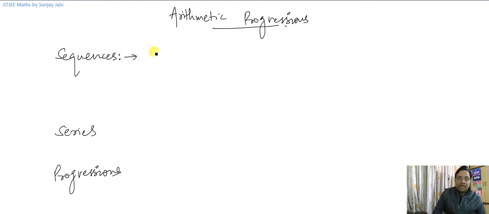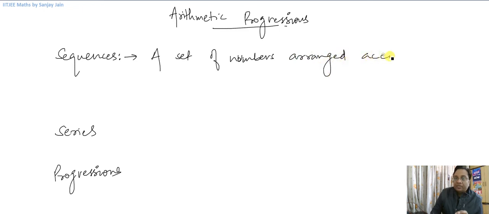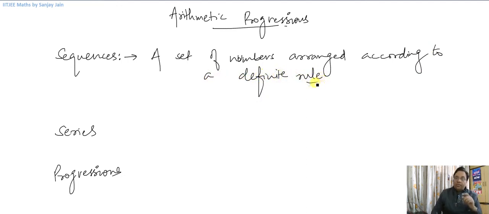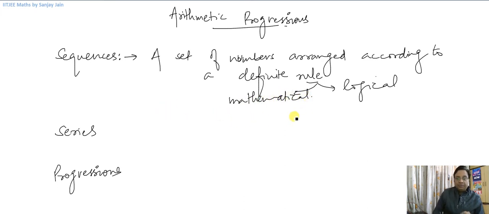Now, sequences are a set of numbers written or arranged according to a definite rule, right? Now, that rule may be mathematical or simply a logical rule, right? It may be logical or it may be mathematical rule, right? Let me give you some examples of sequences.